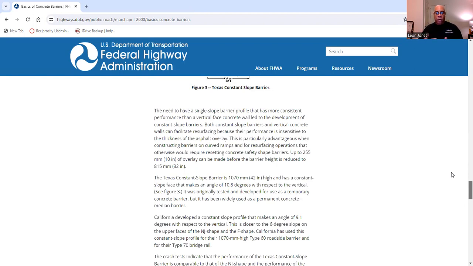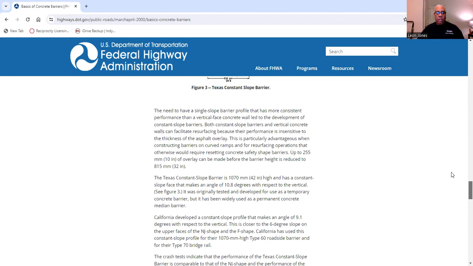So up to 10 inches of overlay can be made before the barrier height is reduced to 32 inches. Again, up to 10 inches of overlay, and we're talking about pavement overlay, can be made before the barrier height is reduced to 32 inches. And remember, the barrier height is 42 inches. So that's roughly 3.5 feet, almost 4 feet off the ground.